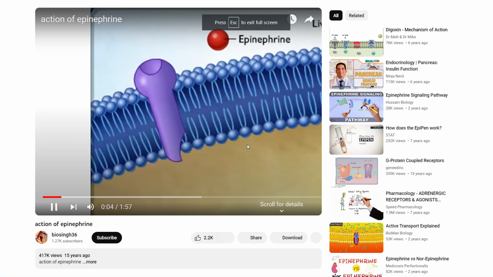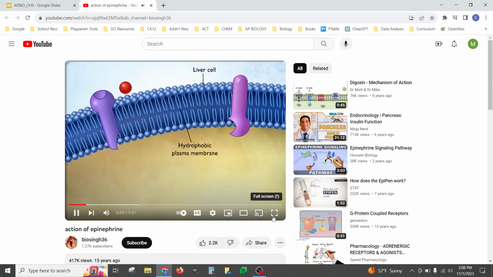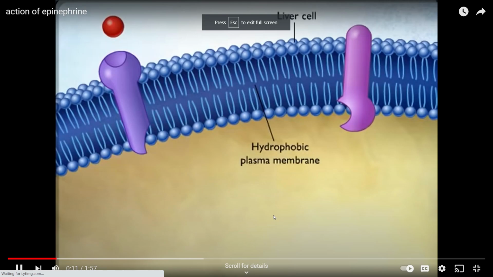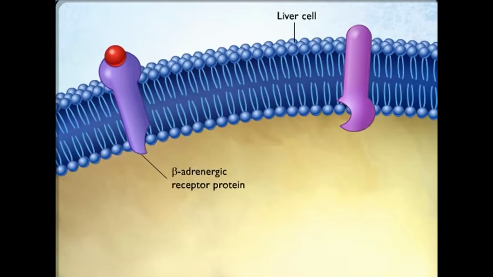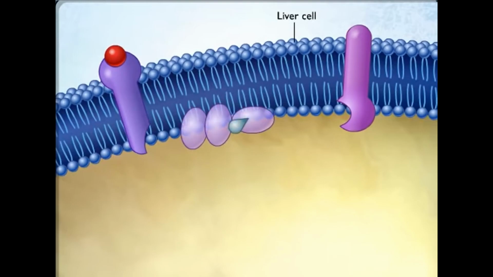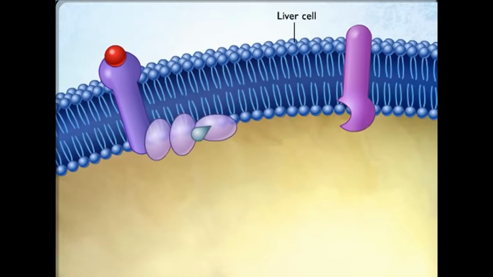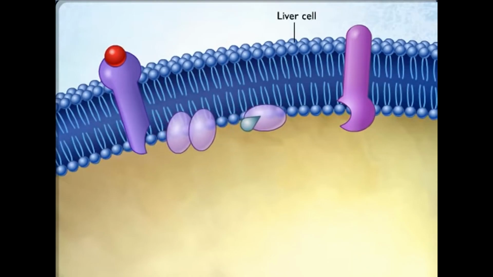Epinephrine is one of many hormones that is water-soluble, hydrophilic, and therefore unable to cross the hydrophobic plasma membranes of its target cells. Instead, it binds to receptor proteins located in the plasma membrane and does not enter the cell. When epinephrine binds to beta-adrenergic receptors on the liver cell, G proteins on the inner side of the cell membrane are activated. Each G protein is composed of 3 subunits, and the binding of epinephrine to its receptor protein causes one of the G protein subunits to dissociate from the other 2.